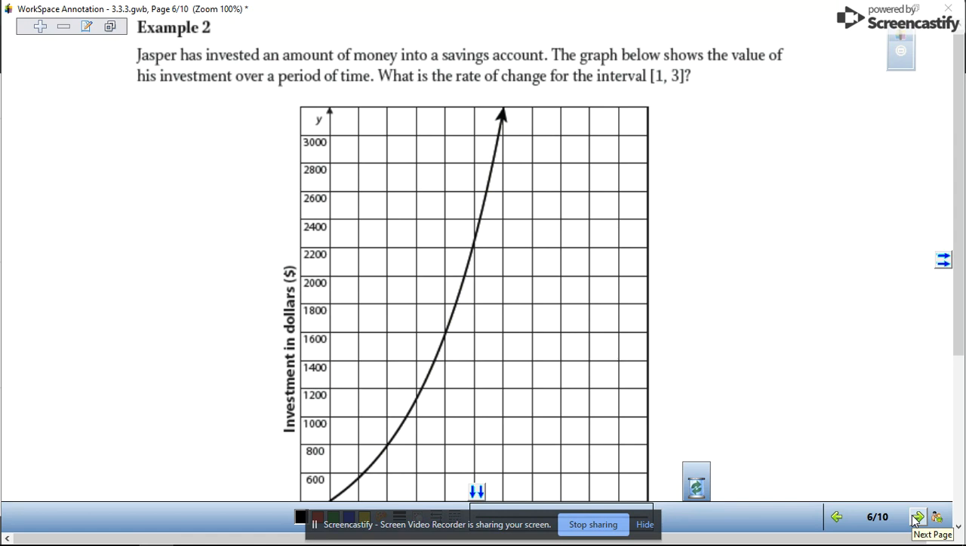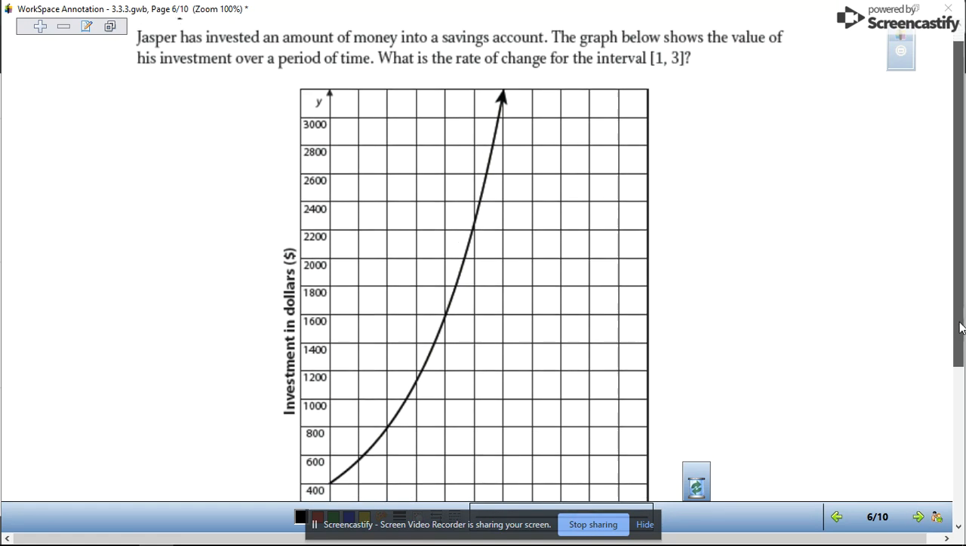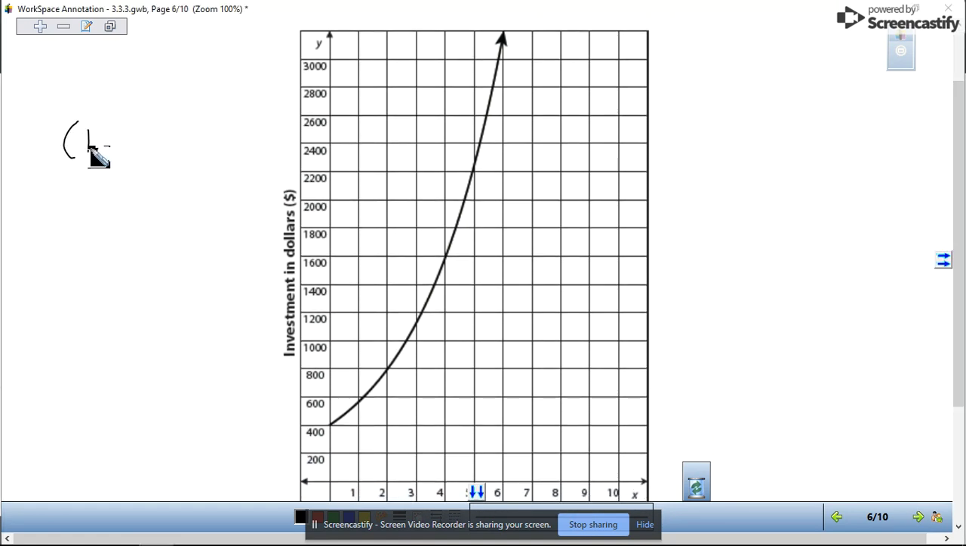Alright, next, Jasper invested an amount of money into a savings account. The graph shows the value of the investment over a period of time. What is the rate of change for the interval 1 to 3? So I'm looking at when x is 1 and when x is 3. I can go ahead and do this: 1 comma something, 3 comma something. Those are my 2 points. So at 1, I am right here. I'm not at 600, but I'm well above the halfway point. Looks like I may be at about 3/4 of the way. Anyway, we'll go with that. We'll call it 550.